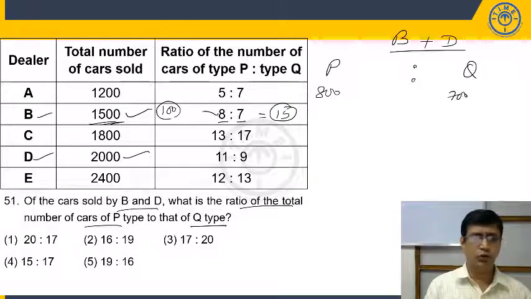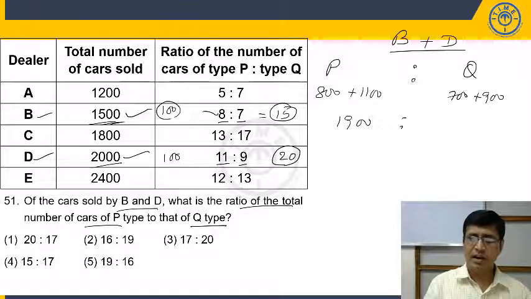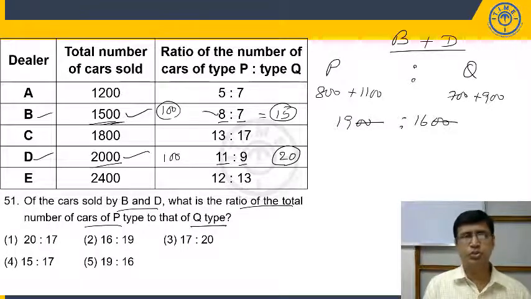Similarly, dealer D, if you observe, the sum of the ratios is 20. So 20 parts is equal to 2000, which means 1 part is equal to how much? It is 100. So what is type P? 1100. Type Q is 900. The sum of these two values means 1900 and 1600. What is the ratio? The ratio is in the simplest form of the original numbers. Just cancel the zeros, you will get 19 and 16 as the ratio.